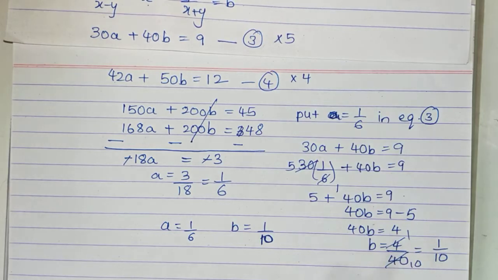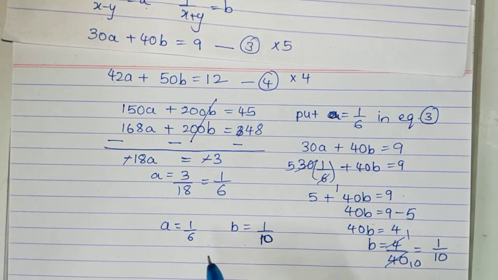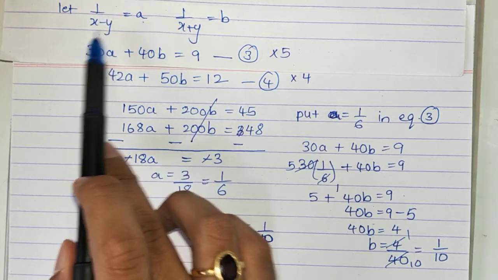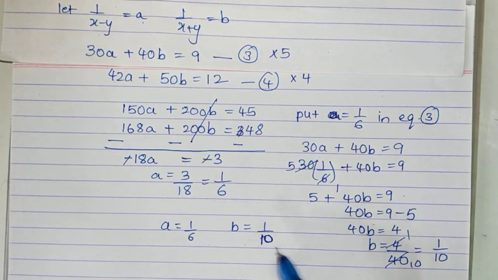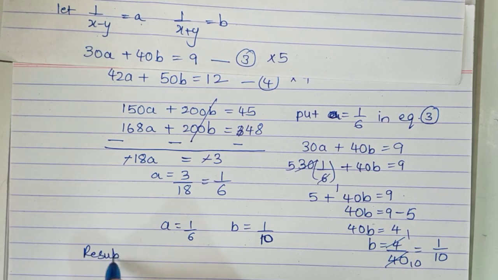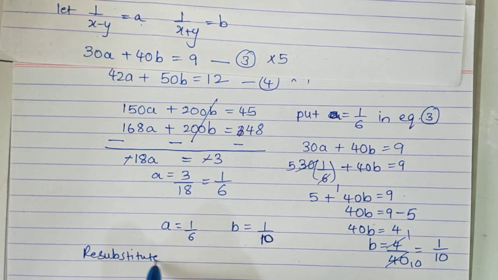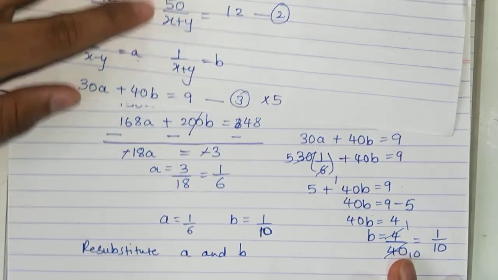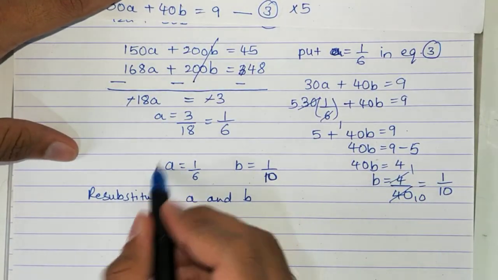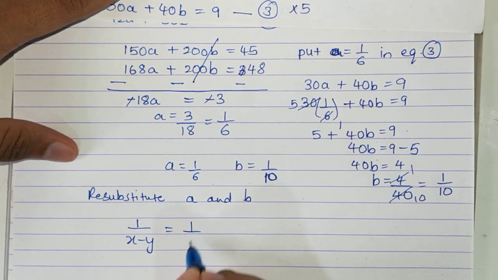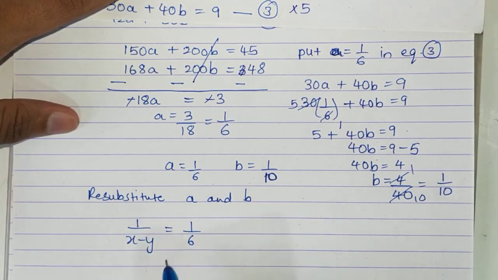Then note this down. Now I had taken A as 1 upon x minus y and B as 1 upon x plus y. Okay, so I will resubstitute this, A and B. So in the place of A, I will write 1 upon x minus y equals 1 upon 6. Cross multiply. 6 is equal to x minus y.